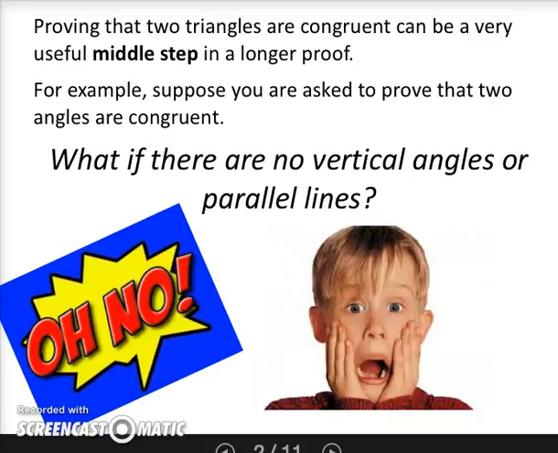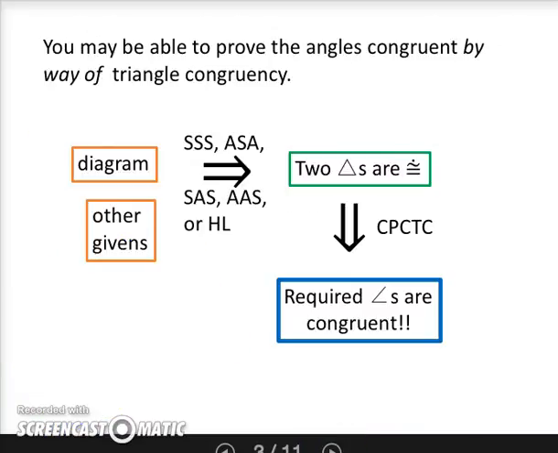For example, suppose you're asked to prove that two angles are congruent. Oh no, what if there are no vertical angles or parallel lines? How could you prove two angles congruent? You may be able to prove the angles congruent by way of triangle congruency, this middle step here.